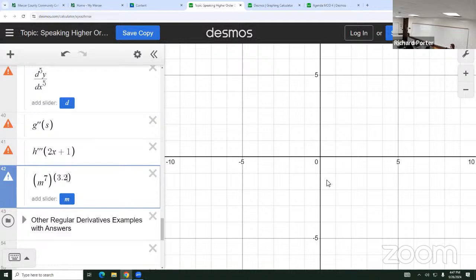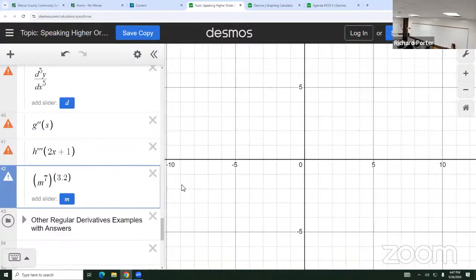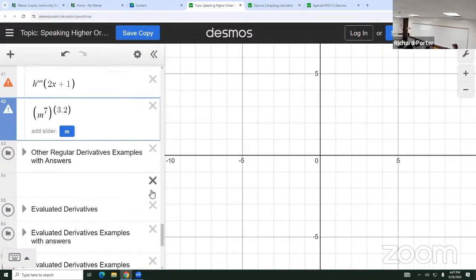But if you take the derivative of x squared, the first derivative is 2x, the second derivative is 2, the third derivative is 0, the fourth derivative is 0, and so on. So sometimes 7th derivatives just go away. You'll learn that in Calc 3 if you use it. Okay, what else?